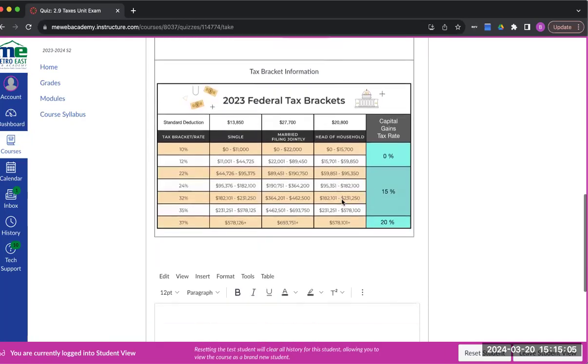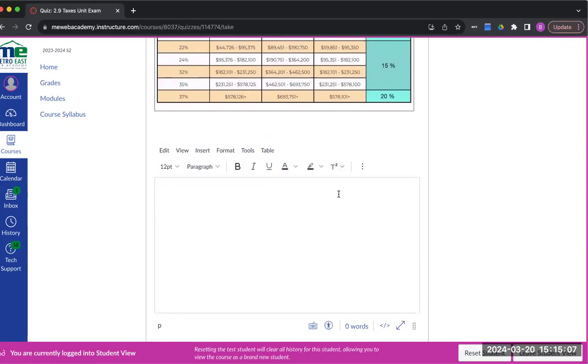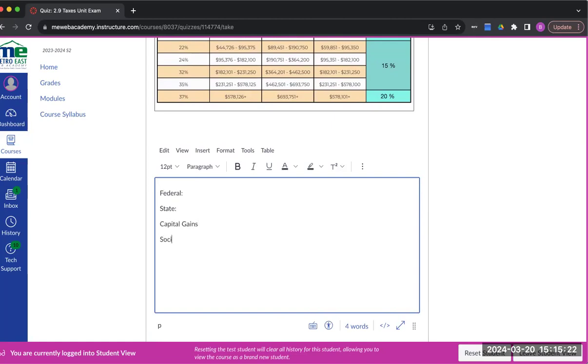So with that, this is how you're going to do the assignment. Right here, you can just type in federal income tax, and then you can do state, and then capital gains was next, then Social Security. You can just find each of these, and then at the end, you're going to find the overall tax rate for the person.